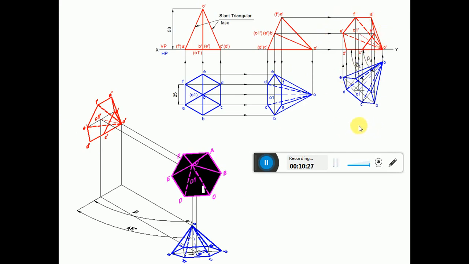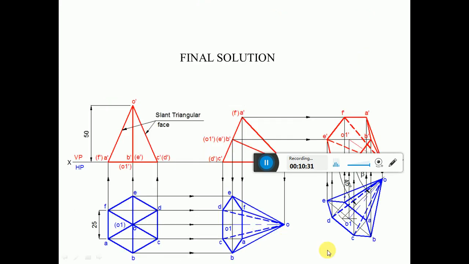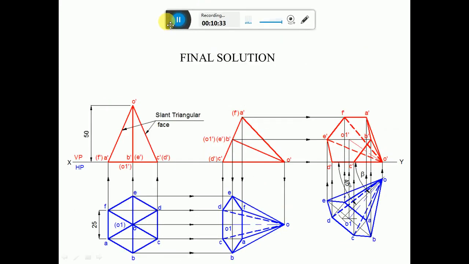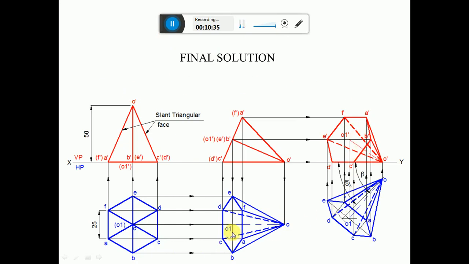Now finally, when we want to analyze the final position after this, this is the exact view which we have to draw in the examination. So a hexagonal pyramid of 25 mm sides of base and axis length 50 mm rests on one of its slant triangular faces, such that the axis is inclined to VP at 45 degrees. Since we have satisfied all the conditions, hence the problem is right.